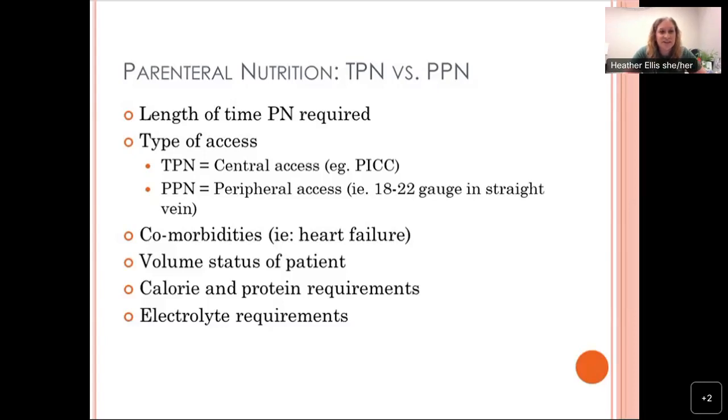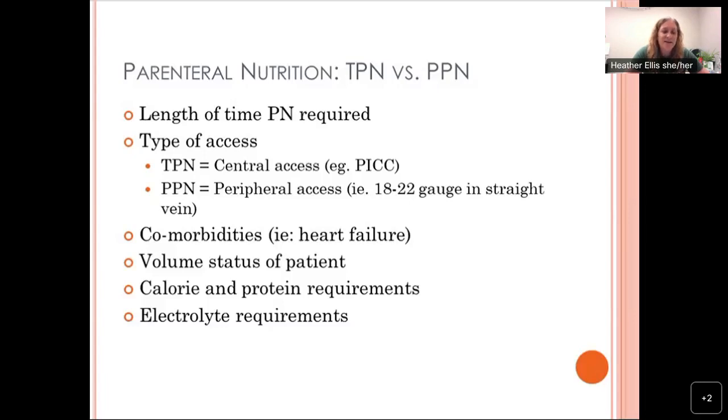We also have to consider comorbidities such as heart failure for patients receiving parenteral nutrition. It is a lot of volume going in, especially with peripheral PN. The limit that we have is about 3 liters, but still for some patients that might be too much. However, if we go too low on the amount of fluid, then they're not getting very much nutrition either. So it is a bit of a balancing act when there are some comorbidities involved. We look at the volume status of the patient as well. How edematous are they? What is their kidney function looking like?